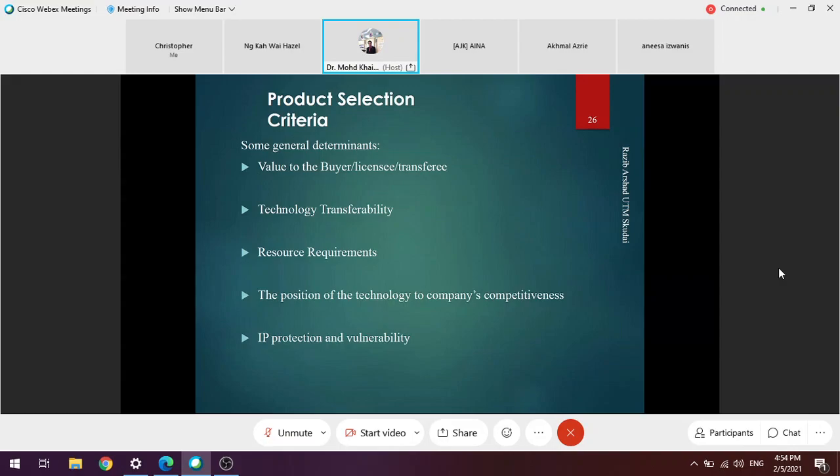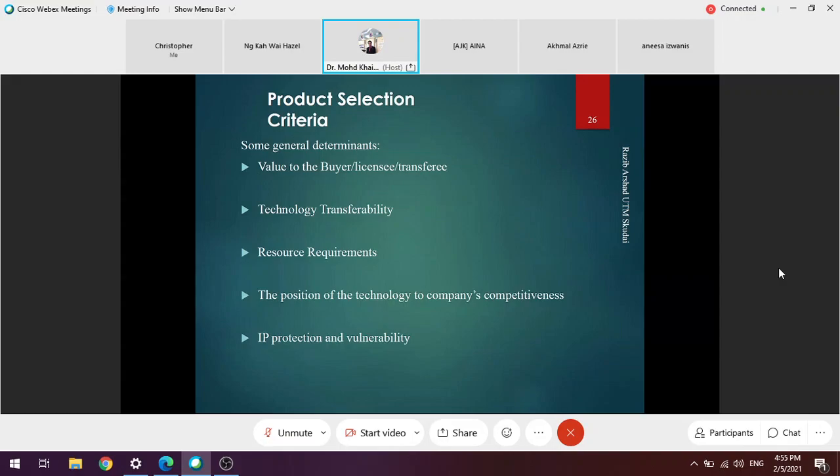Are they going to be more successful? So you have to do the projection. You have to do the due diligence, not only for you to sell the technology to the people, but also to keep the relationship between transferor and transferee in a very good manner.